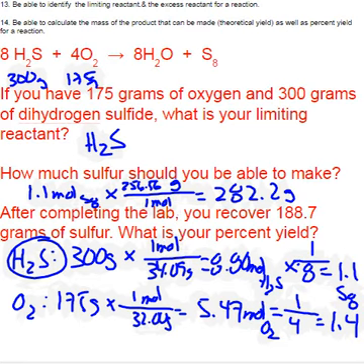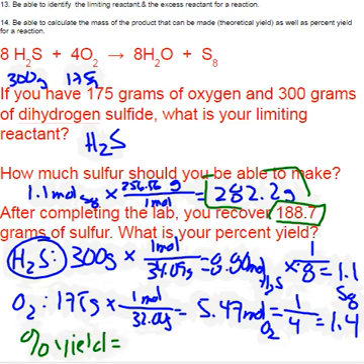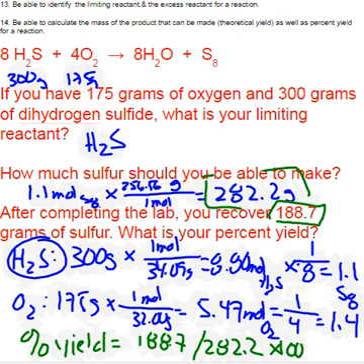So the last question, after completing the lab, you recover 188.7. That's what you actually got. This is what you were supposed to get. So what's your percent yield? The percent yield is what you actually got, 188.7, and that better be the smaller number, or you've got a mistake, over 282.2 times 100%. So right around 67%.